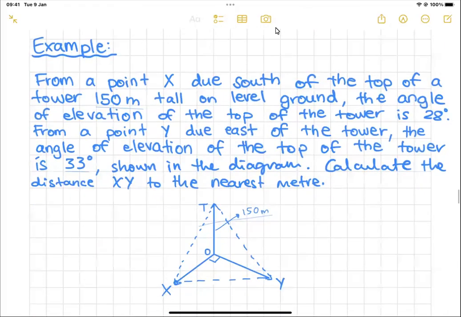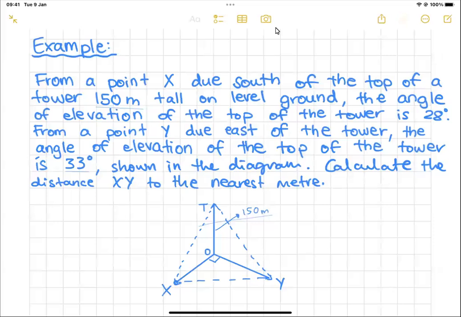Our example here says: from a point X due south of the top of a tower, which is 150 meters tall on level ground, the angle of elevation of the top of the tower is 28 degrees. From a point Y due east of the tower, the angle of elevation of the top of the tower is 33 degrees, shown in the diagram. Calculate the distance XY to the nearest meter. Okay, so there's a lot going on here.